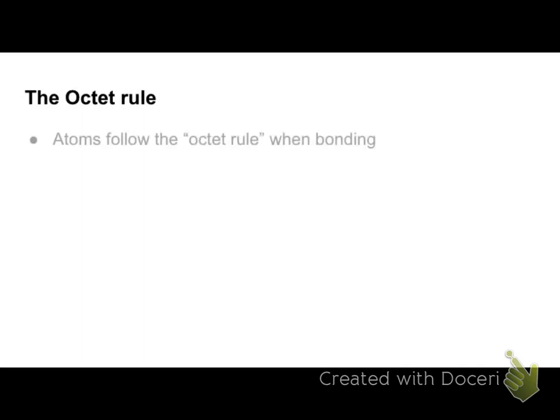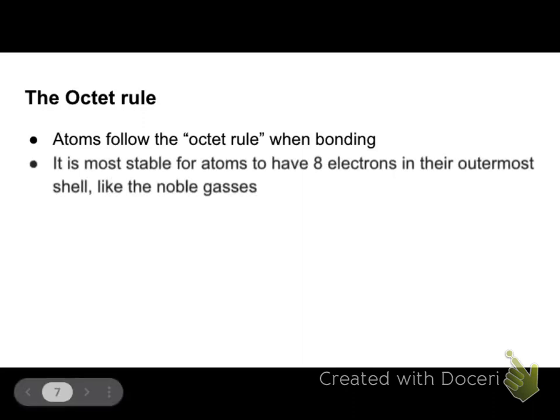Okay, now let's talk about the octet rule. We've talked about this informally. Now we're going to formally write down what it is, okay? Atoms all follow the octet rule. Well, not all of them, but we'll talk about the exceptions. Most atoms follow the octet rule when bonding, okay? And that just means that it's most stable for them to have 8 electrons in their outer shell.